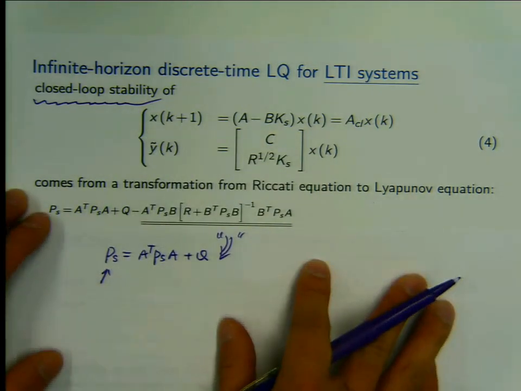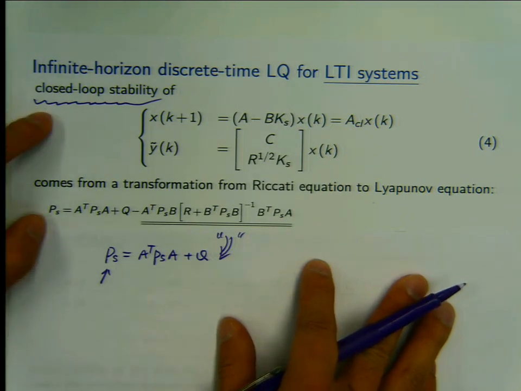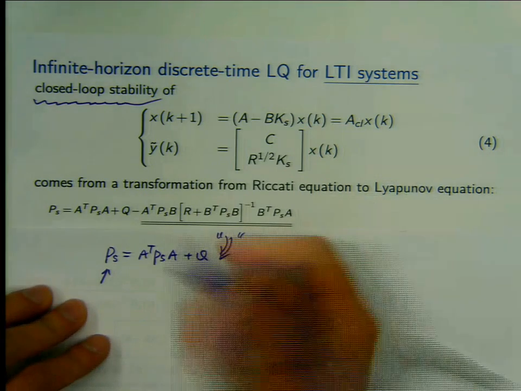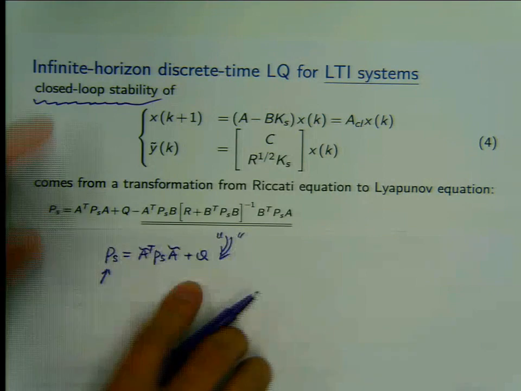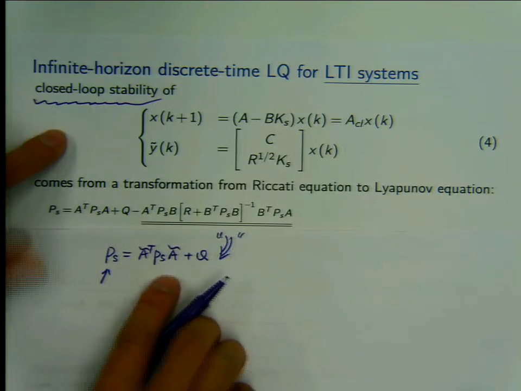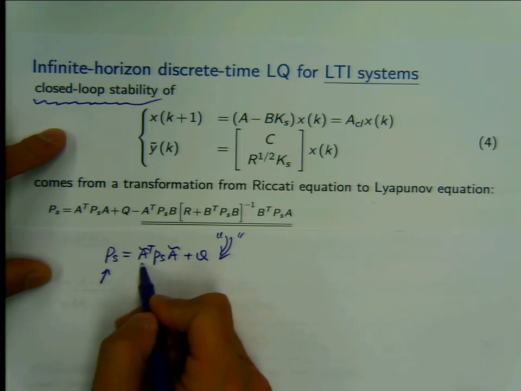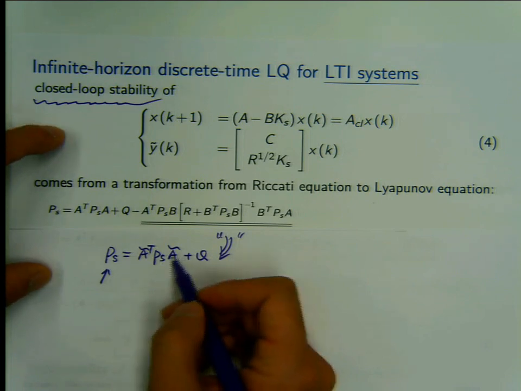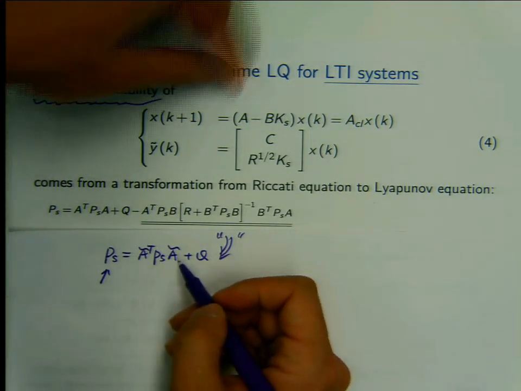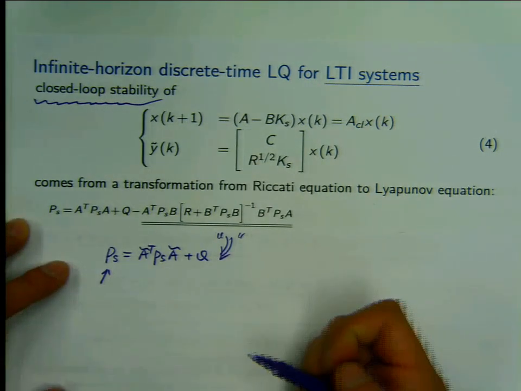Okay? Let me ask you one more question. If I want to conclude the closed loop stability, what should be my matrix A here? My notation is a little bit confusing. I intentionally said it's A tilde to let you not think it's this matrix. It's something else, if I want to conclude closed loop stability.